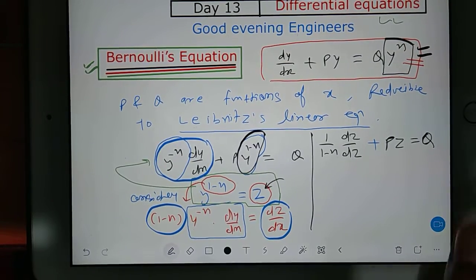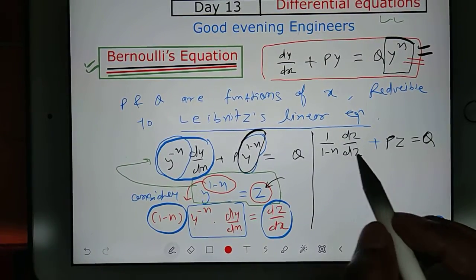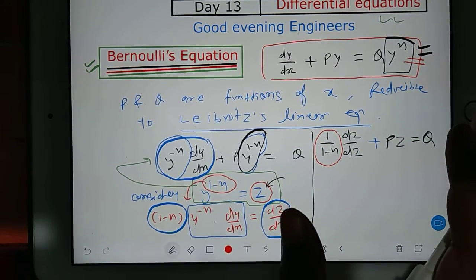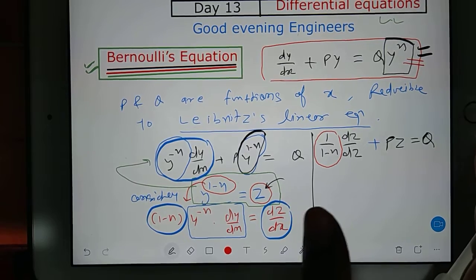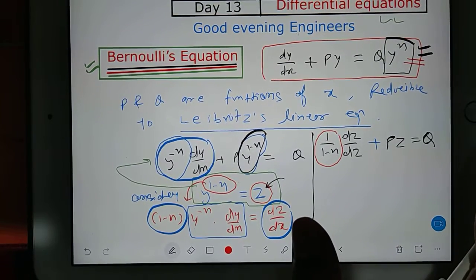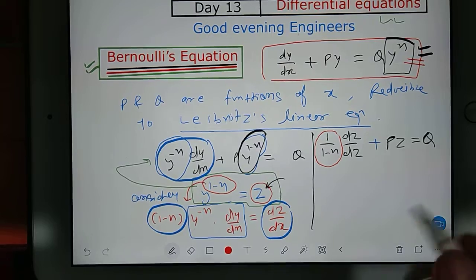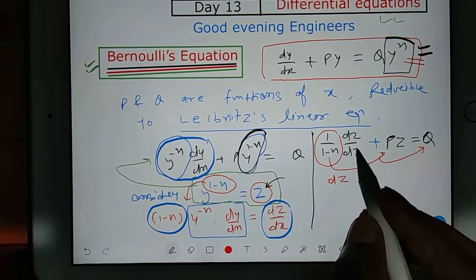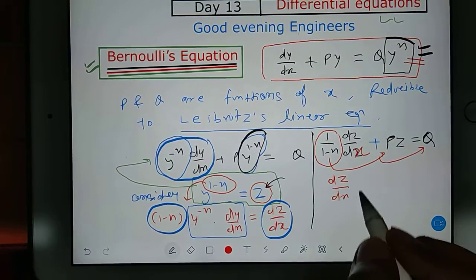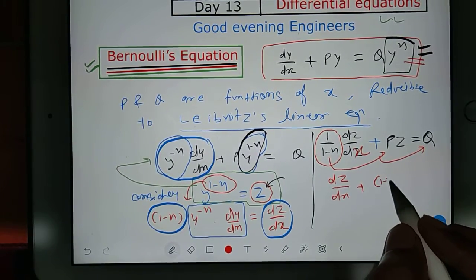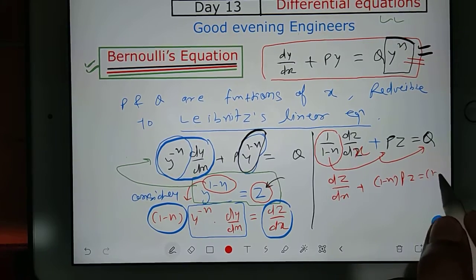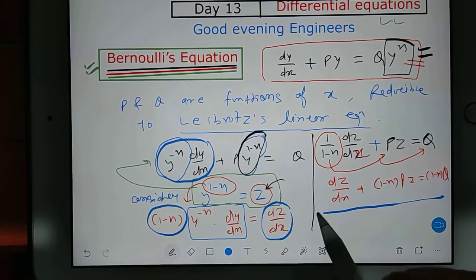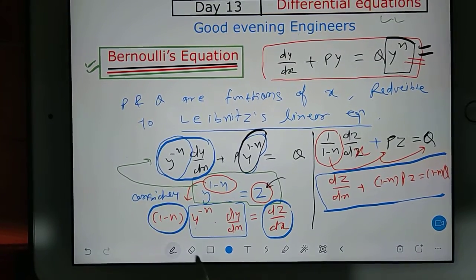So you see here, this 1 by 1 minus n part is not a troublesome part because this is a simple number. It is not a function of x or y, it is a simple number. So no problem, I can multiply this number here and here. So I'll be getting dz by dx plus 1 minus n times pz is equal to 1 minus n times q. So this is my remaining. Now you can see it is clearly looking like the Leibniz form we discussed in the last class.